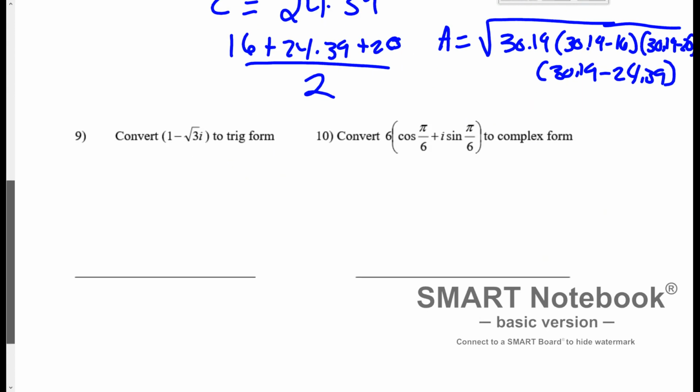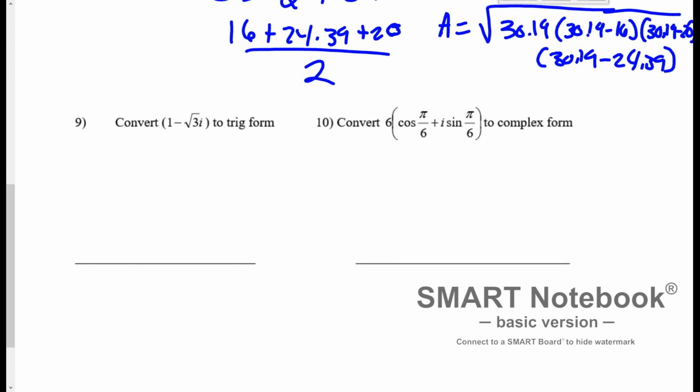All right, converting to trig form. First, we find our radius, and that would be taking our A and our B, so A would be 1 and B would be negative root 3. And then go ahead and use the Pythagorean Theorem, square those, and add them together and square root it. So 3 plus 1 is 4.